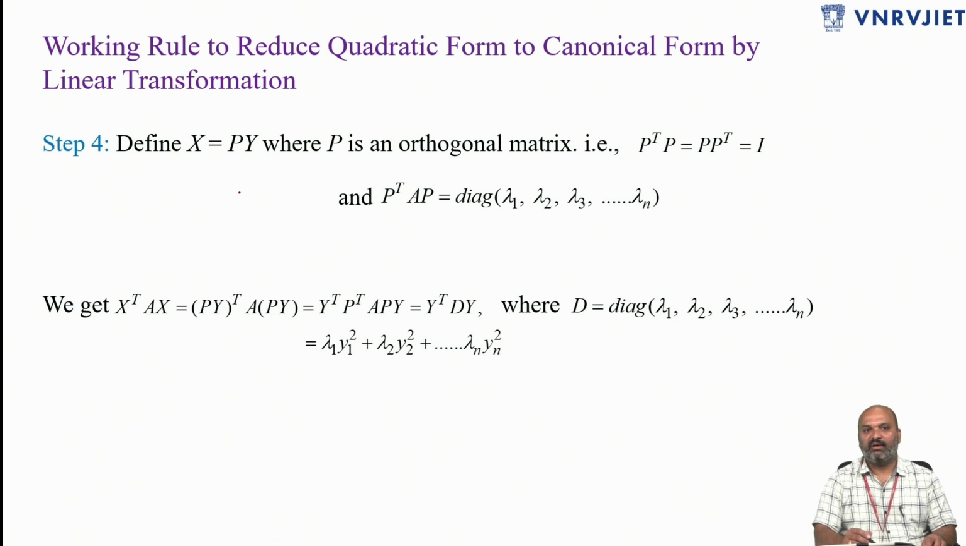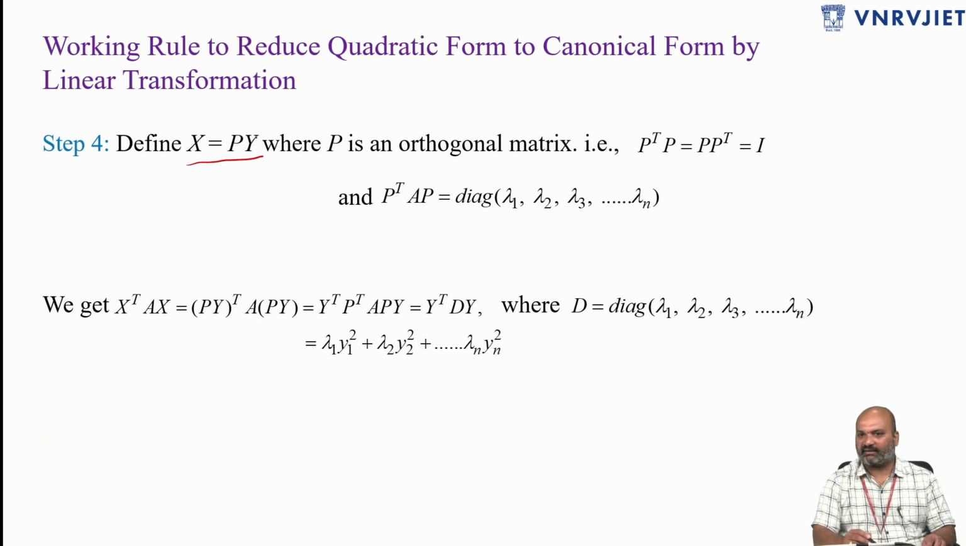So in step 4, we have to define a transformation. After constructing this matrix, P is now known. Now define a new vector Y. Already X is the variable vector from the given quadratic form.